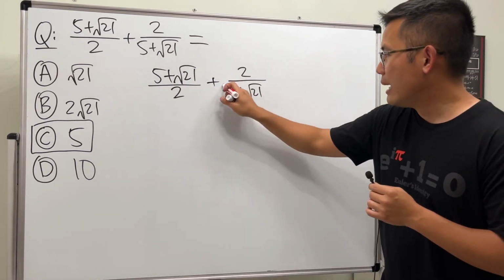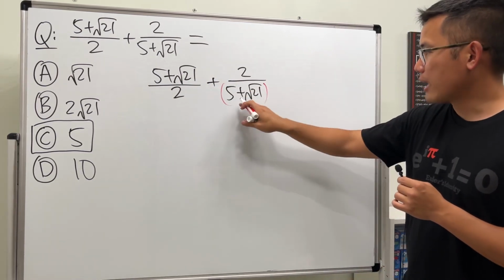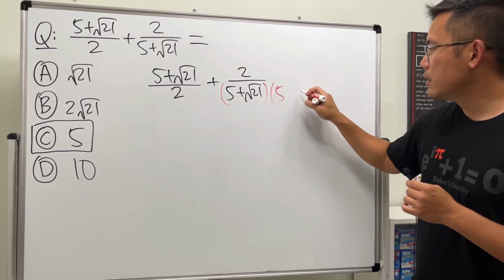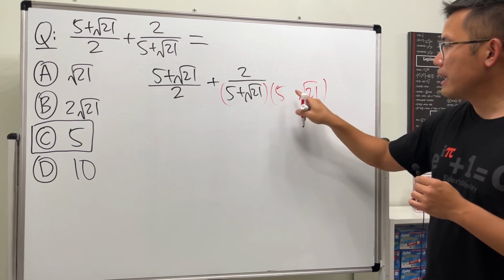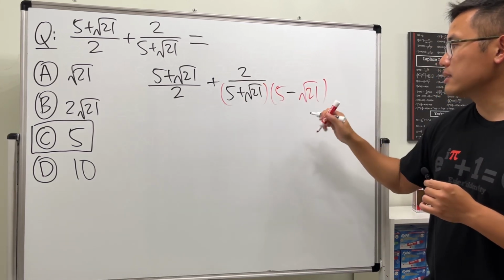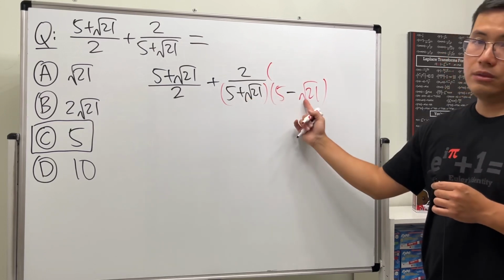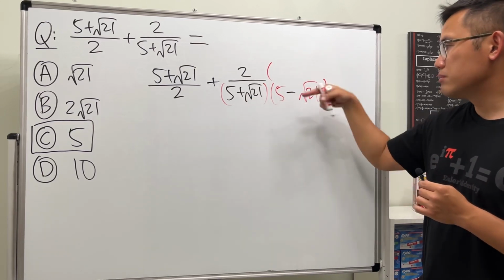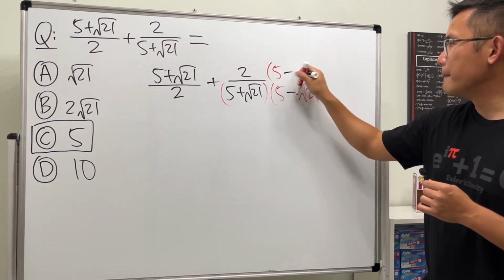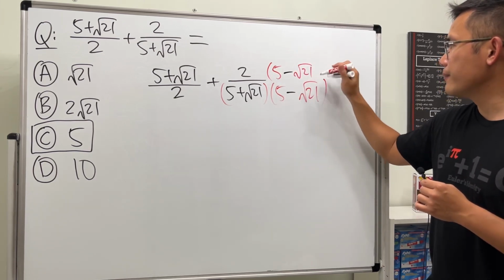So here's the deal. I'm going to multiply the top and bottom by the conjugate, which is just, we keep this and keep that. But in the middle, we switch the sign. This is plus, so we are going to change this to a minus. If this is a minus, then you change this to a plus. But yeah, this is the conjugate, and we do the same thing on the top. So 5 minus square root of 21.